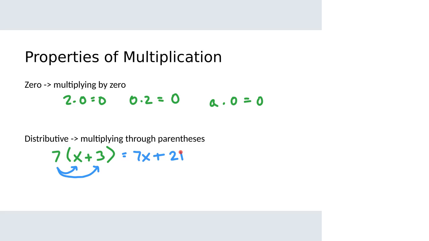Sort of an abstract general way to write the distributive property is that A times (B plus C) is equal to AB plus AC. We distribute the A through the parentheses, meaning we multiply the A by everything that's inside those parentheses.